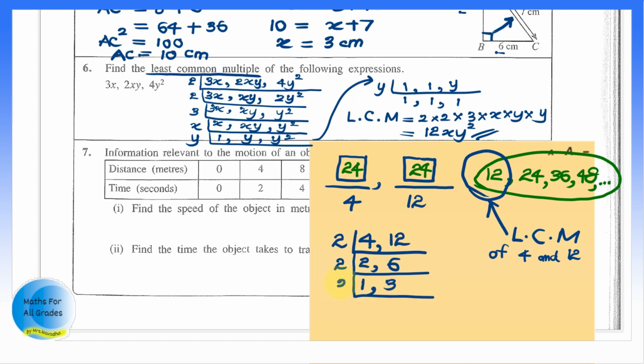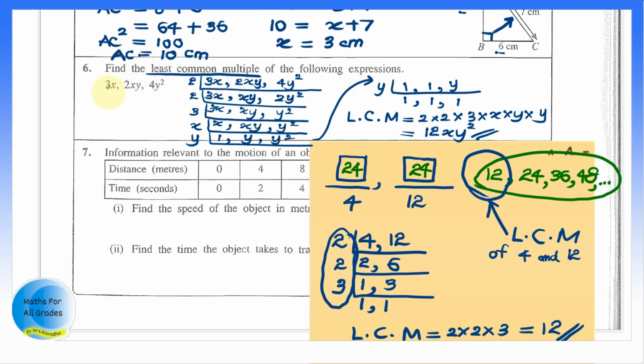Now the next prime number is 3. Let's do the division. So you get 1 and 1. Now this is where the division ends. So how to find the least common multiple? We multiply these numbers. 2 times 2 times 3. What is the answer? 2 times 2, 4. 4 times 3, 12. So this is one way to find the least common multiple. And that's what I have done here.